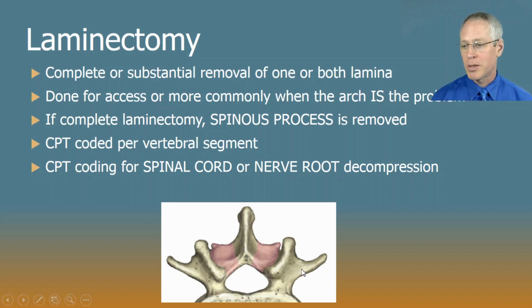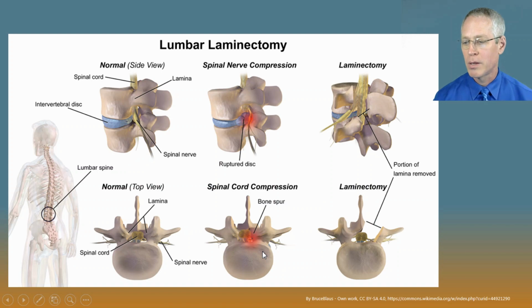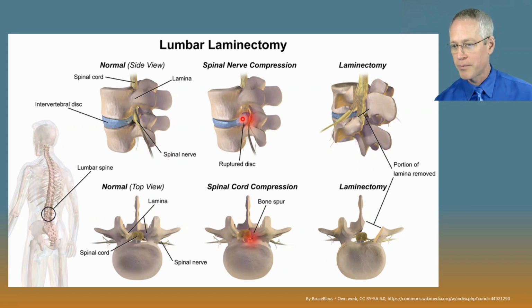Now CPT coding for spinal cord and nerve root decompression is effectively treated the same way in CPT. So those are your lamina in pink, so you can have those at the forefront of your mind as we proceed. So a lumbar laminectomy may be done to approach a ruptured disc, or to remove the bony constraint of the spinal canal where the lamina forms it.